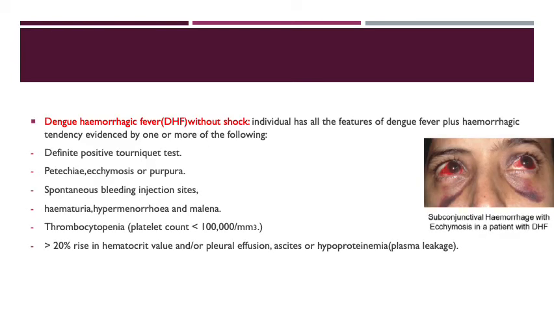In dengue hemorrhagic fever without shock, a person has all the features of dengue fever, plus hemorrhagic tendency, which is evidenced by definite positive tourniquet test, petechiae, ecchymosis or purpura, spontaneous bleeding, bleeding at injection sites, hematuria, hypermenorrhea, and melena. We have a platelet count of less than 1 lakh per cubic millimeter and a rise in hematocrit of more than 20%. We can have pleural effusion, ascites, or hypoproteinemia as well.